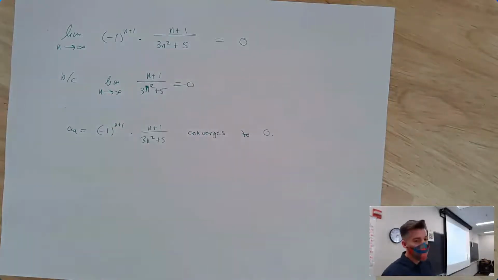But 0 is the only thing an alternating sequence can really converge to. Kind of interesting. Yeah, let's do one of those. Okay.